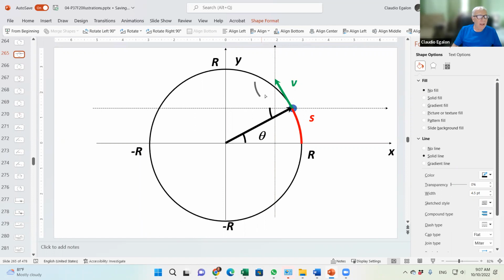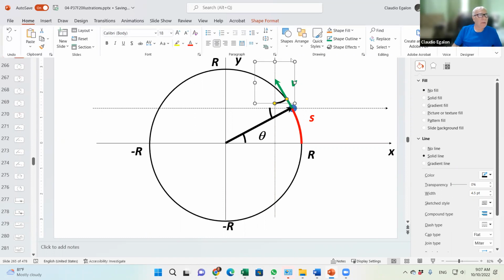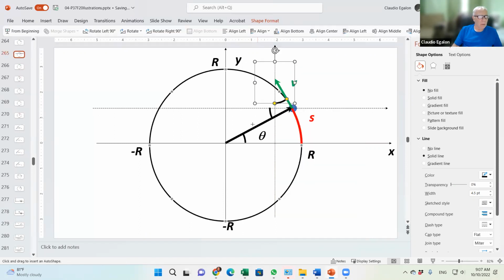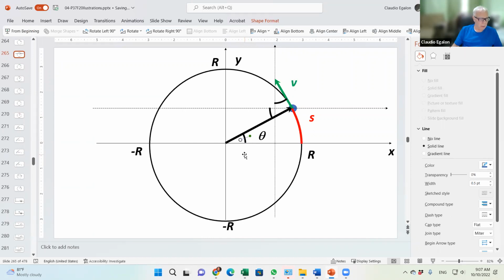Let's see how I'm going to do that. Like that. Angle theta. And the way we represent that in math, when we have similar angles, is we just put a little dash there, for all those angles, to represent that those angles are the same. Like that.